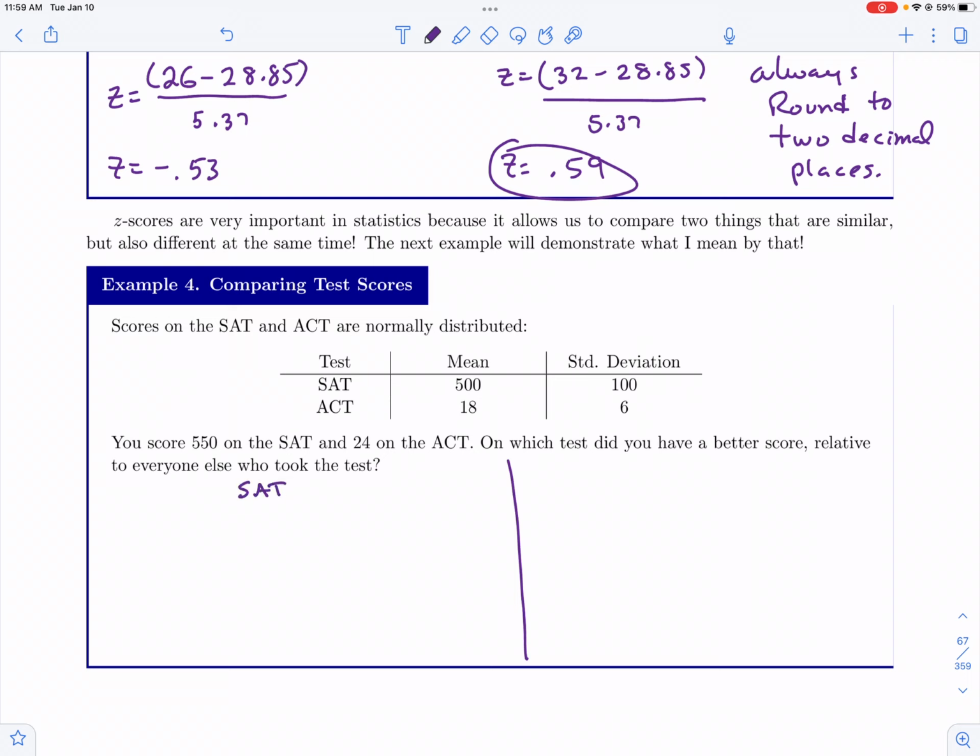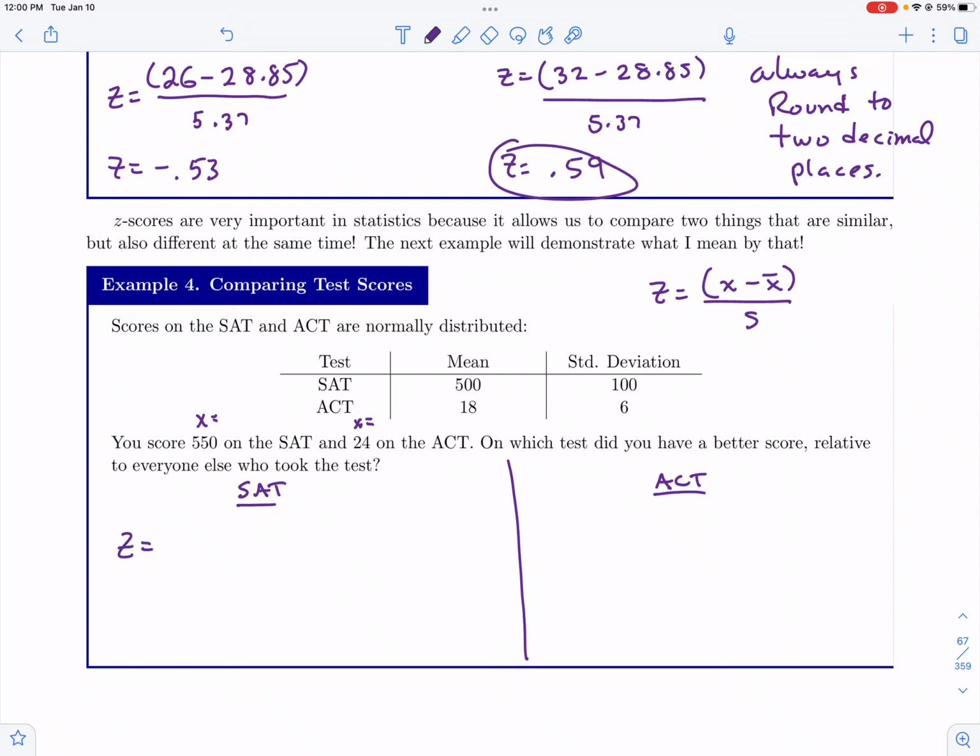So I'm going to do the SAT on this side, the ACT on that side. Notice our mean is given, our standard deviation is given for both of these. And then our 550 is going to be our x, and our 24 is also going to be our x for our ACT. So using our formula, z equals x minus x bar all divided by s.